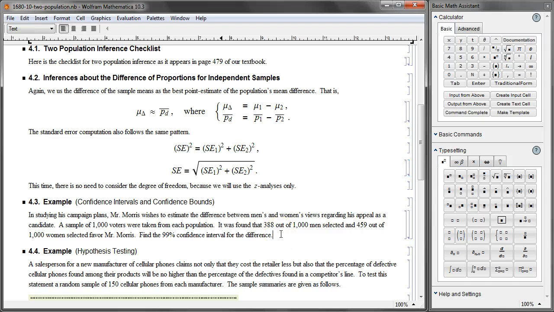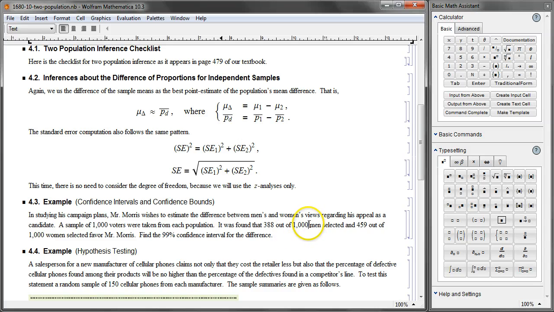4.3. In studying his campaign plans, Mr. Morris wishes to estimate the difference between men's and women's views regarding his appeal as a candidate. A sample of 1,000 voters were taken from each population. It was found that 388 out of 1,000 men selected and 459 out of 1,000 women selected favor Mr. Morris. Find a 99% confidence interval for the difference.